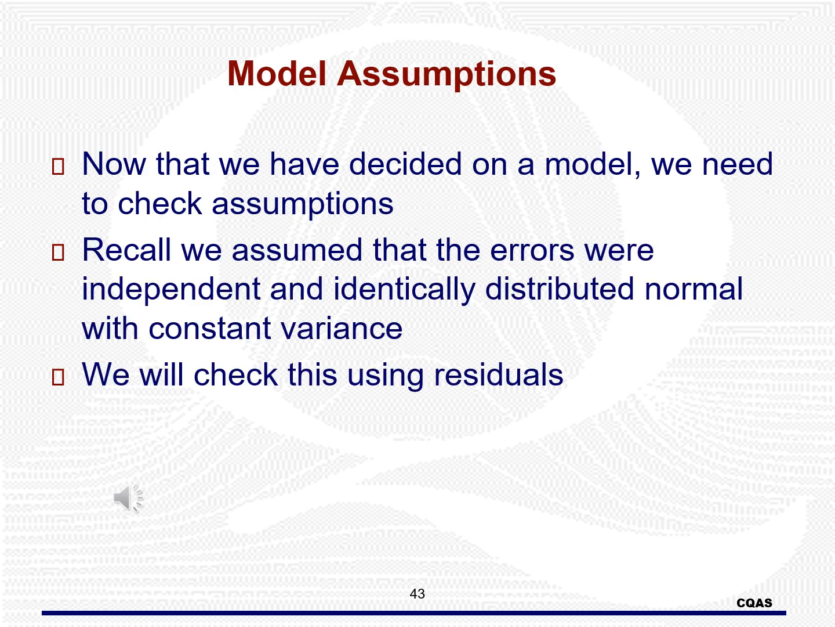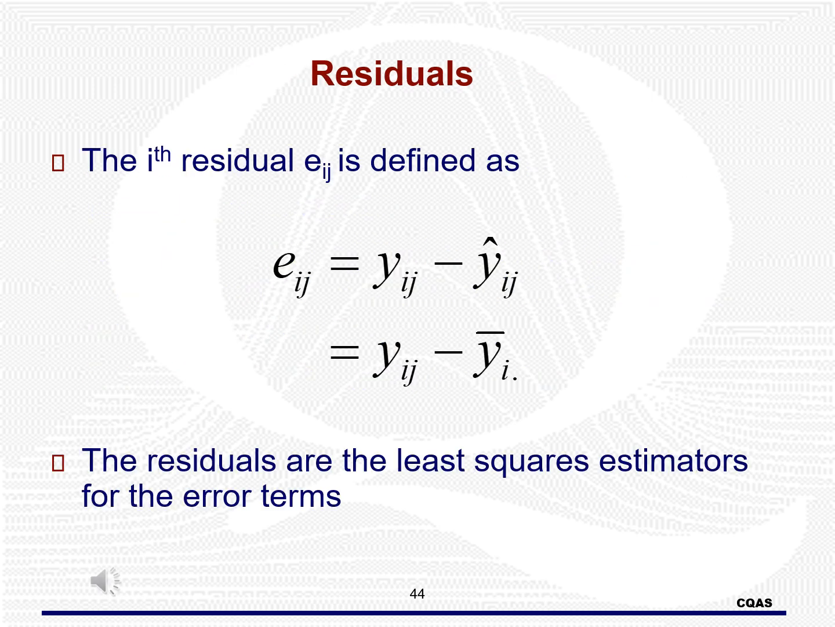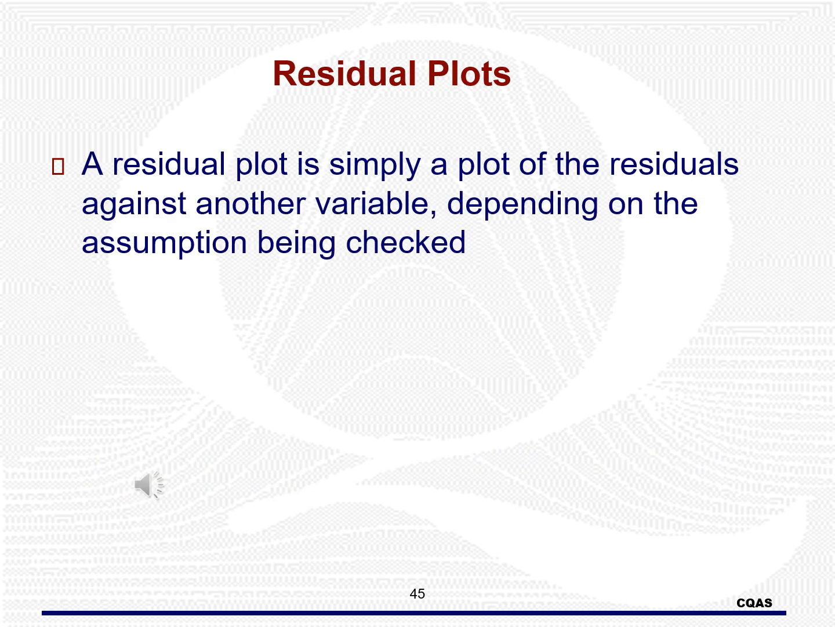Earlier we talked about the idea that the errors are independent and identically distributed normal with constant variance. These assumptions need to be checked. We will check this using residuals. Residuals are the difference between the actual observed values and the values that are given by the model, or the mean value of the responses for a given treatment combination.